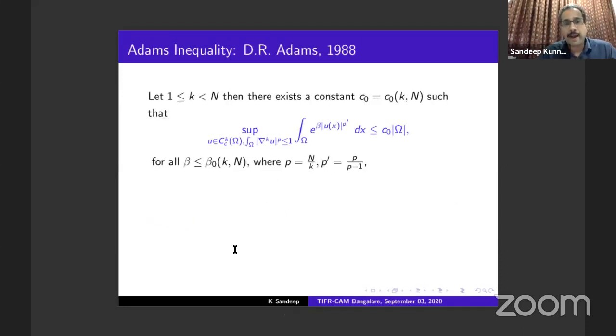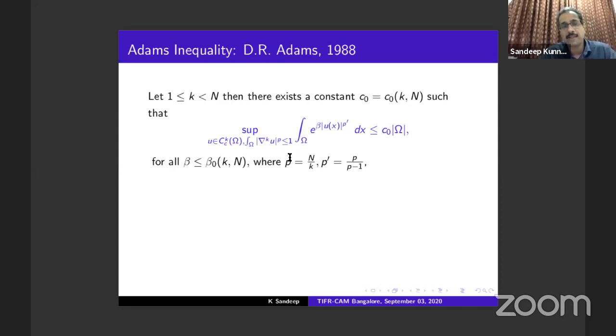So Adams proved that, similar to the Moser-Trudinger inequality, you have a very similar inequality in this case. Let me read out what Adams proved. Let 1 less than or equal to k less than n, where n is the dimension of the Euclidean space. There exists a constant C0 which depends only on k and n, such that the supremum over u in C_c^k of omega, with the kth order gradient's pth power integral less than or equal to 1, of the integral over omega of e to the power beta times |u|^p' dx is less than or equal to C0 times the measure of omega. This holds for all beta less than or equal to an optimal constant beta naught. Here I take p as n/k, or in other words, p times k is equal to n. So that is the relation: kp equal to n. When it is less than n, we have the Sobolev inequality.